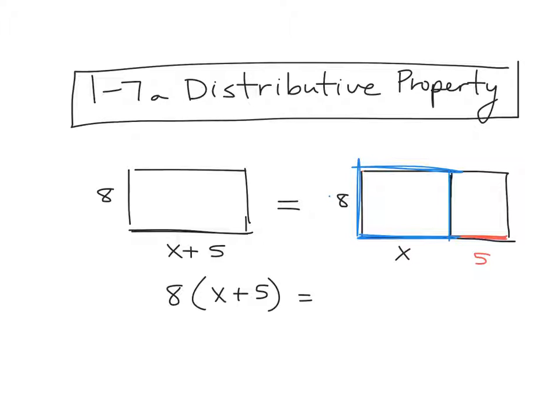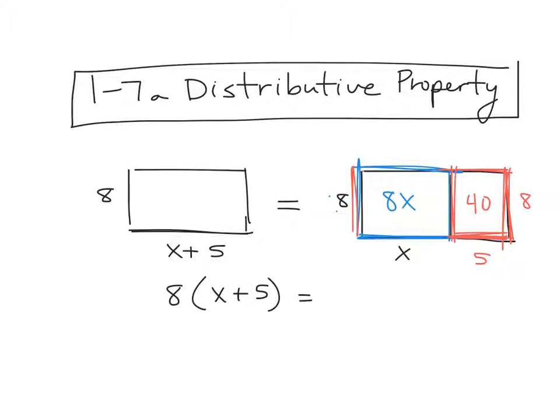So 8 times x would be 8x, right? What would the area of the red box be? 5 by what? 8. 5 by 8, that's right, 40. This is 8, just like this was 8. So 5 times 8 is 40.